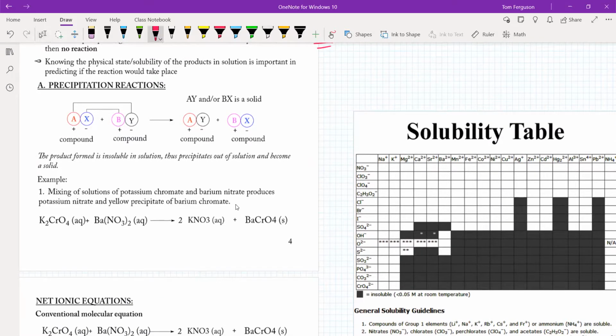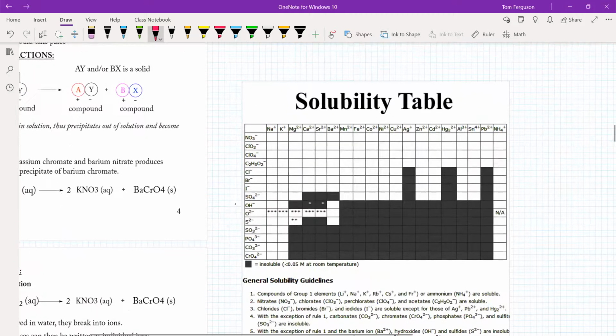We have potassium chromate. AQ means it's ionic. That means the potassium ions and the chromate ions are separate. Okay, and how do we know they're separate? Okay, if we go over here to the solubility table.